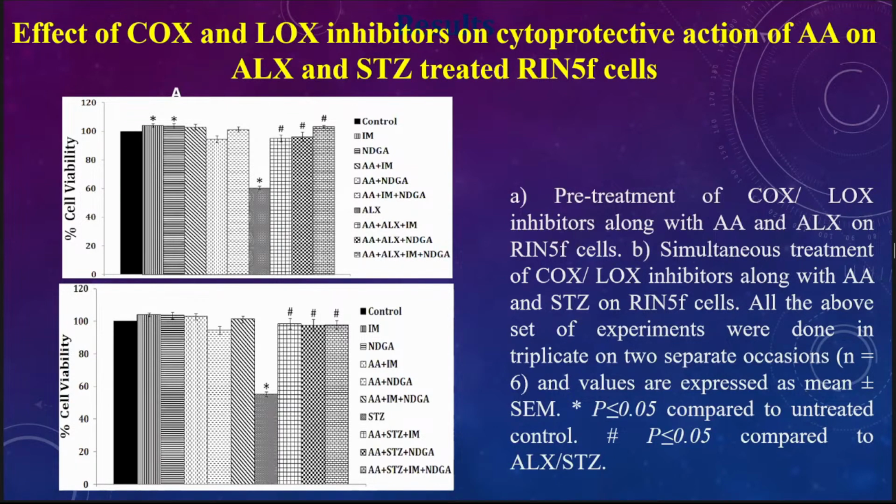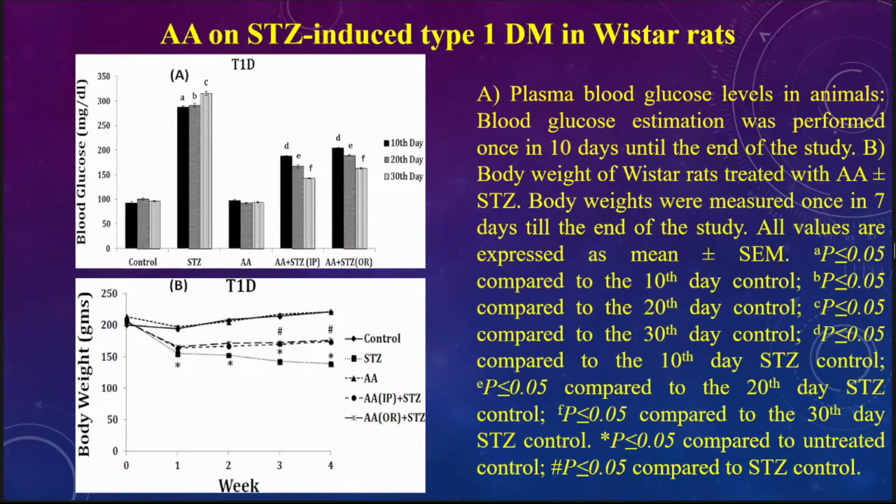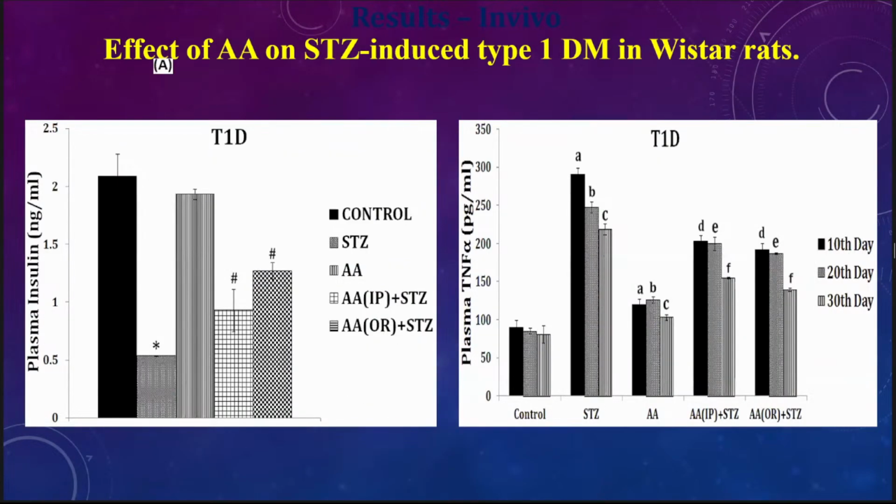And those metabolites are the ones responsible for the various actions that are observed with arachidonic acid. But we found that even if you block both cyclooxygenase and lipoxygenase enzymes, arachidonic acid is still able to protect the pancreatic beta cells against alloxan and streptozotocin induced cytotoxicity, suggesting that arachidonic acid itself is cytoprotective, or it is possible there is some other product that is formed.